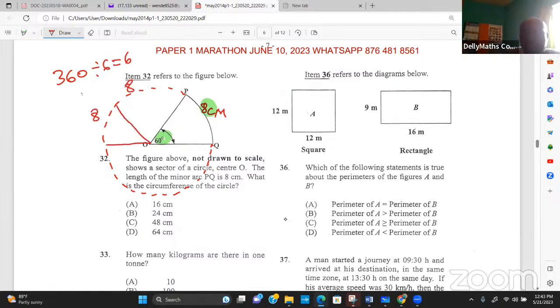This is 8, that is 8, this is 8, this is 8, this is 8. So you said 6 times 8, you get 48, right? 6 times 8 is 48. So you could simply look at it from that perspective. That's one of the easier ways to go: finding out how many times 6 could go into 360, and each time it's 8. You multiply and you're done.